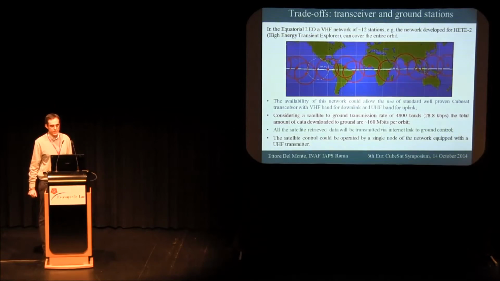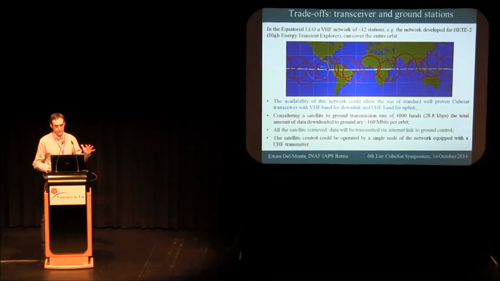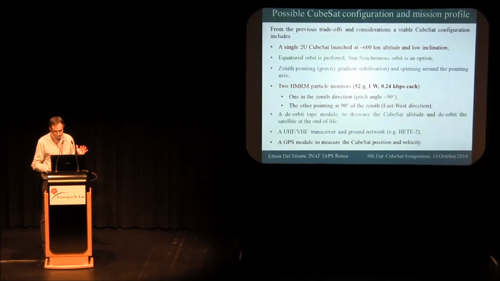Referring to the transceiver and the ground stations, we can use a VHF network of about 12 stations near the equator. They have been used for the HETE-2 NASA satellite for gamma ray burst observation. Our requirements on the ground transmission rate are compliant with this type of network. Also, the satellite control could be operated by this network using a UHF transmitter.